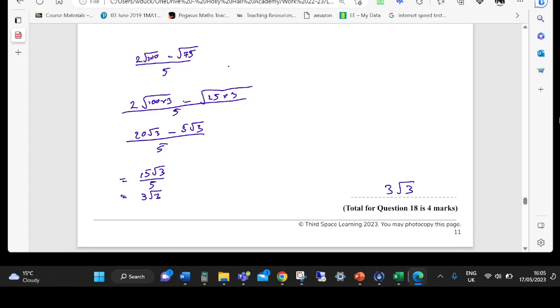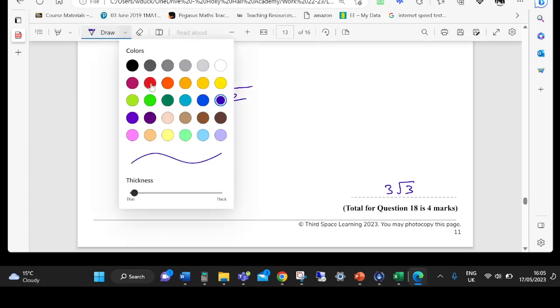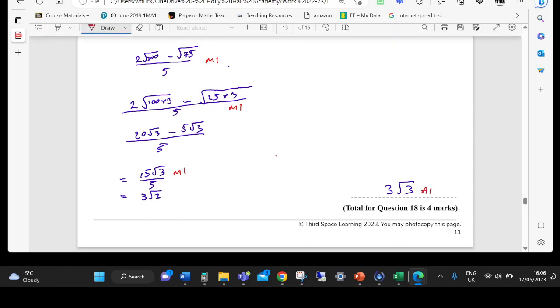And marks for that are picked up for M1 for multiplying the numerator and the denominator by root 5. So that picks up that M1 straight away. And then M1 for that line there. M1 for that line there. And then A1 for that point there.